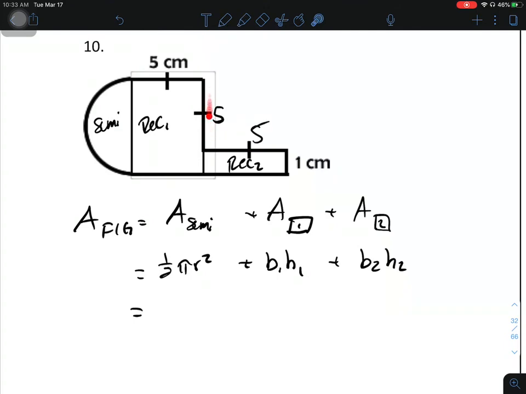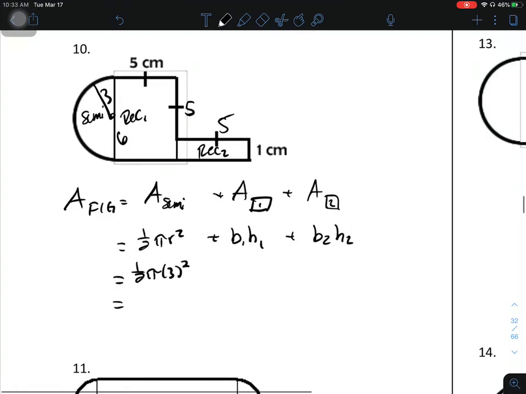So if this is 5 and this is 1, that's going to make this 1 plus 5, which is 6, which makes the radius for this 3. So the area of a circle is going to be 1/2 pi times 3 squared, which is going to be 9/2 pi.